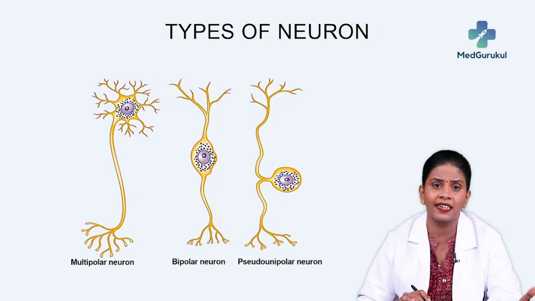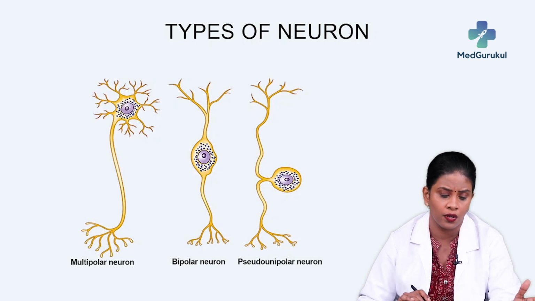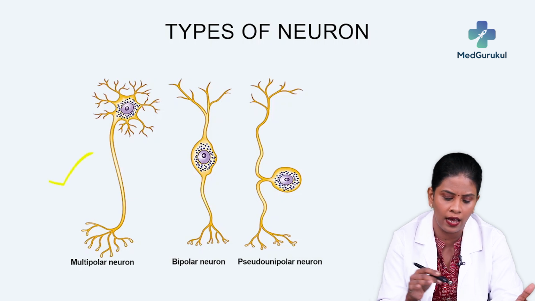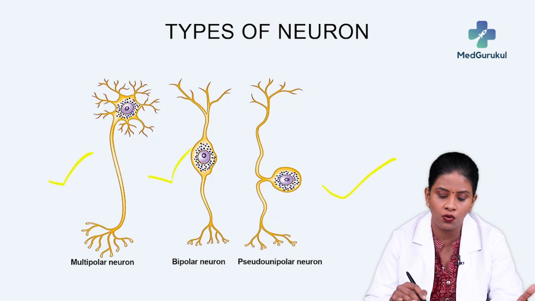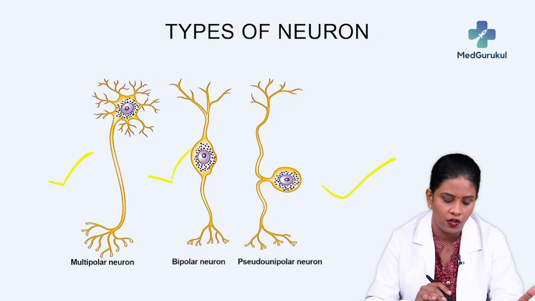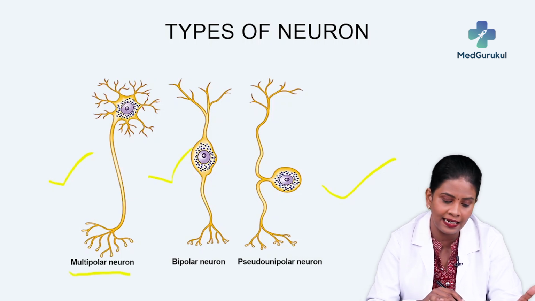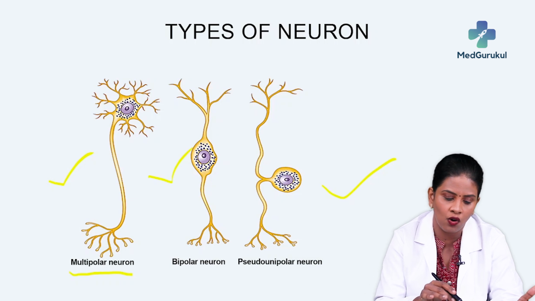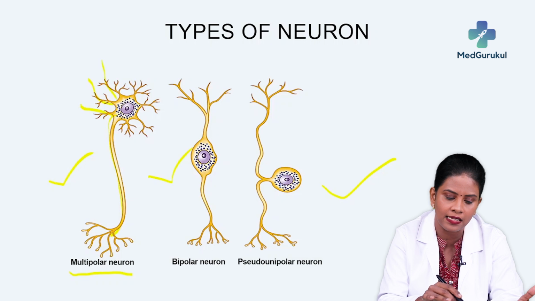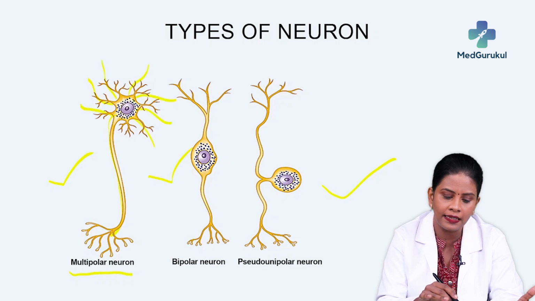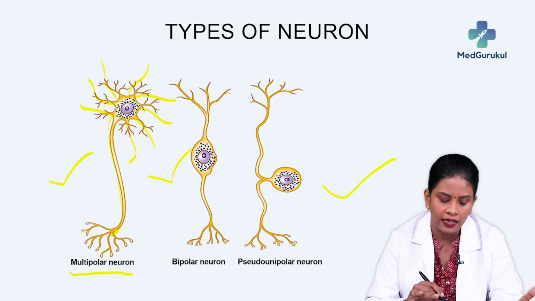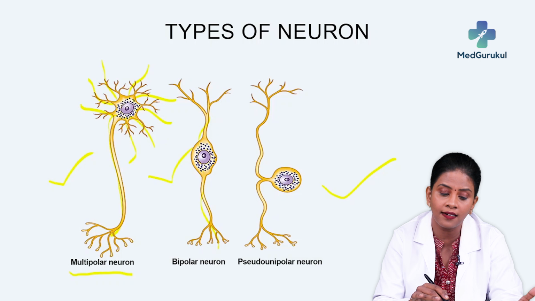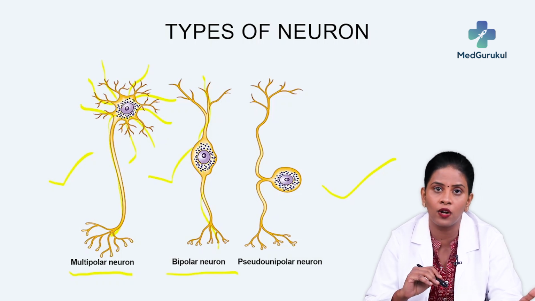Coming to the types of neuron. What are the types of neuron? First is the multipolar, then bipolar, and pseudo-unipolar or unipolar. From the name, multipolar has a single axon and many dendrites. Coming to the bipolar neuron, it has a single axon and a single dendrite, only two poles. So, it is a bipolar neuron.